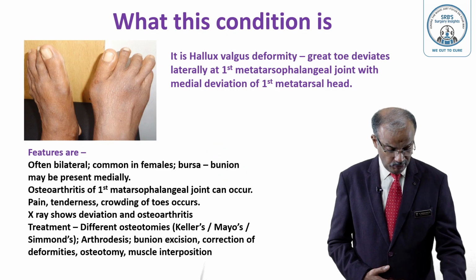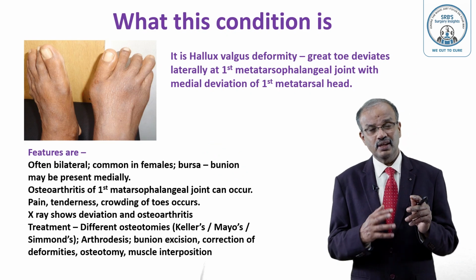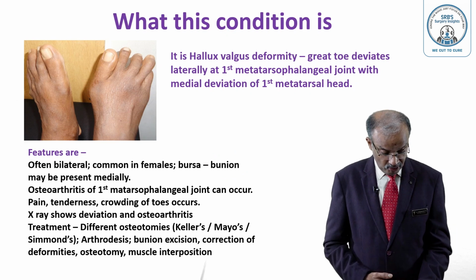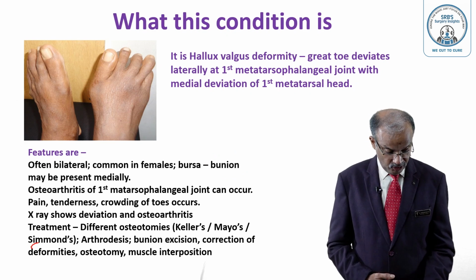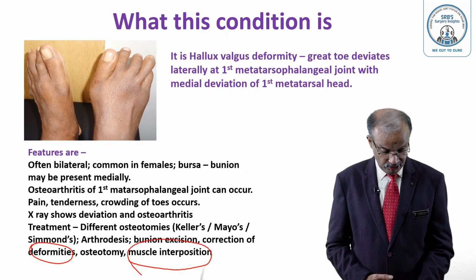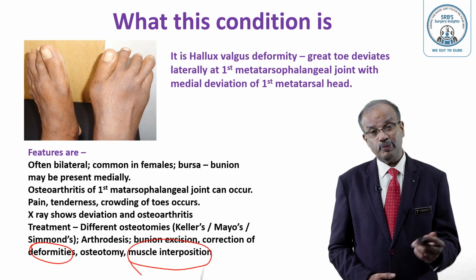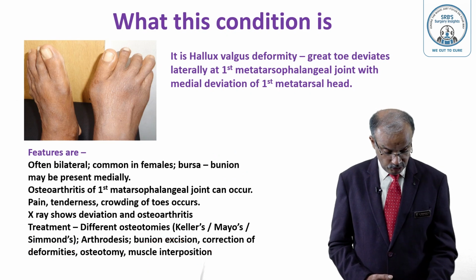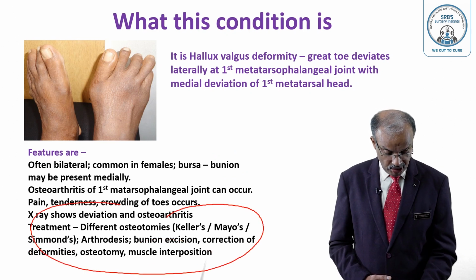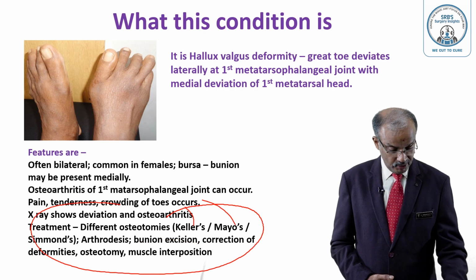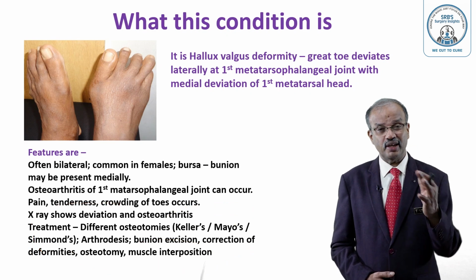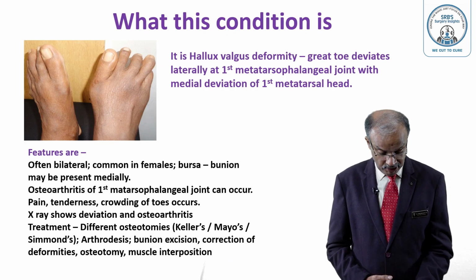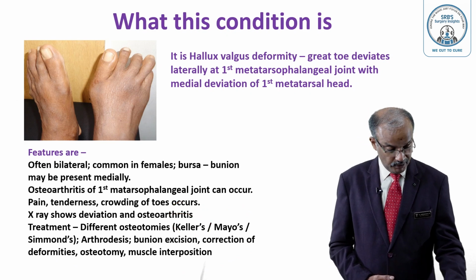Now treatment is typical orthopedic treatment, even though I'm discussing it here, it's a very common entity. That's why you have to know. Arthrodesis, bunion excision, correction of deformity by different osteotomy and sometimes muscle interposition. You can do arthrodesis, pain is relieved, or osteotomy, muscle interposition, correction of deformity. So the different treatments, different names are there for MCQ purposes. Keller's, Mayo, Siemens, remember. There are a few other Keller's operations also in orthopedics, I think, but the typical Keller's operation is for Hallux valgus.